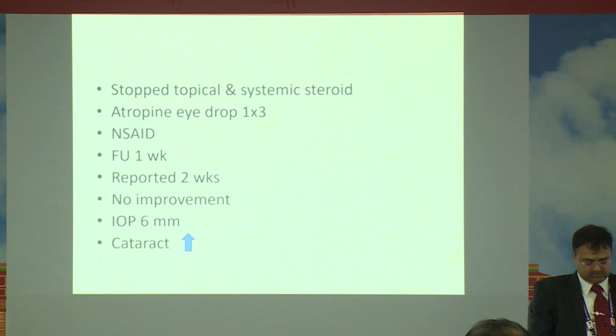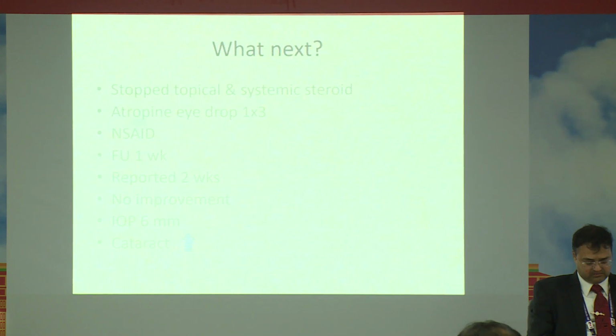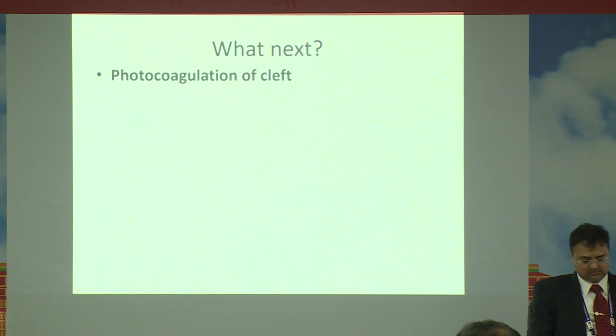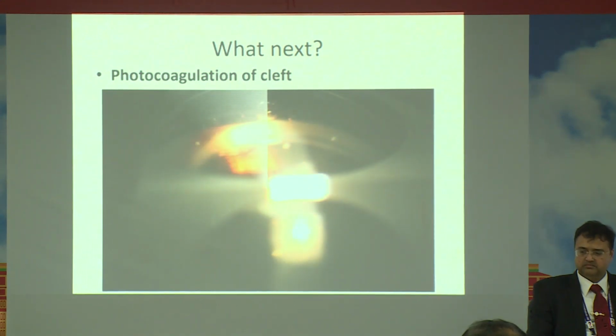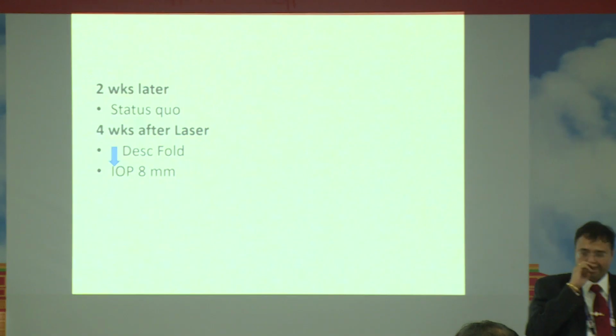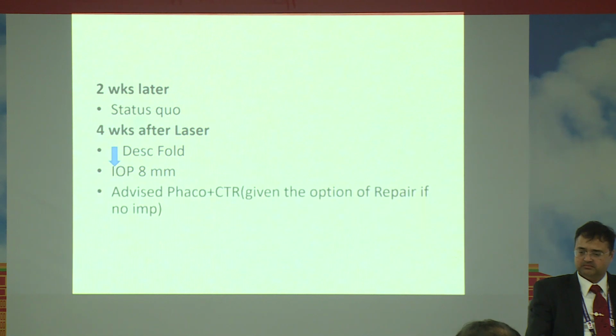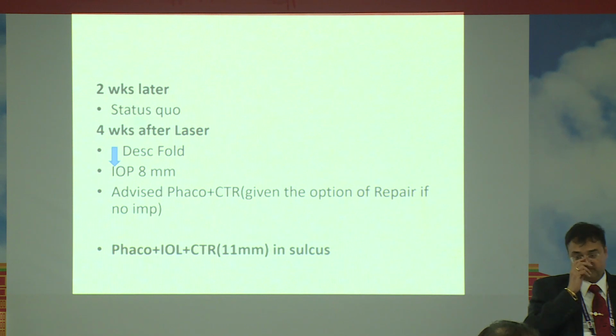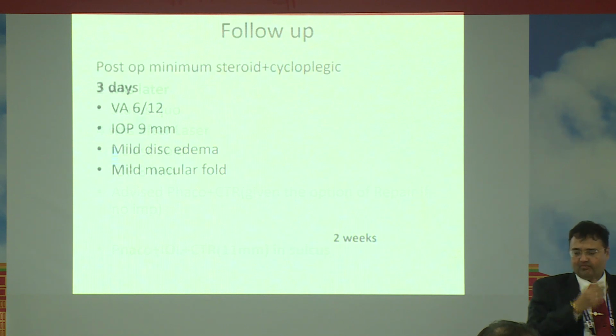So the patient reported after 2 weeks, still there was no improvement and the cataract had increased. So I thought of doing the photocoagulation, and you can see the photocoagulation mark here. 2 weeks later, again the status was not improving much. So I advised the patient to undergo cataract surgery along with CTR implantation in the sulcus, and if not, then to go for cyclopexy.